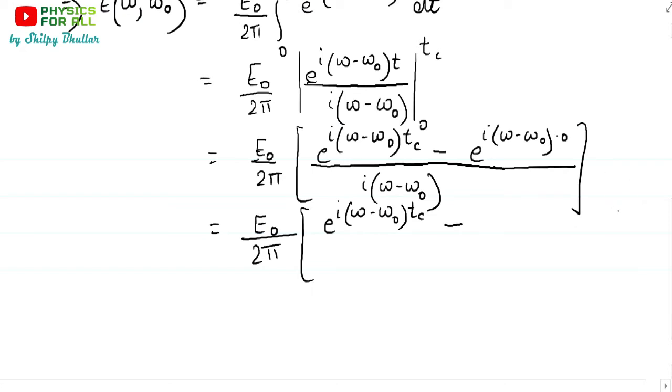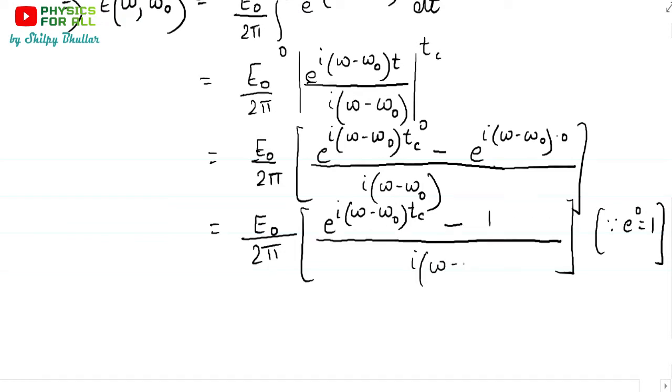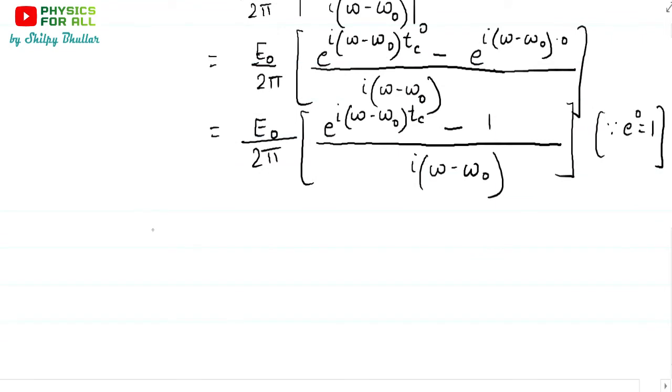And we know that e raised to power 0 is 1. So here we will get 1, and the denominator as it is. We are done with E of omega minus omega naught. We have got the expression.